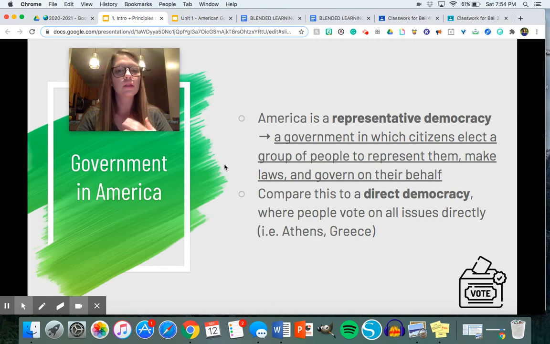Okay, so it's a little bit of a different type of democracy versus the old school way in Athens where everybody raises their hand, yes or no. This is more of an indirect way of voting. So another term for this type of democracy is indirect or representative democracy.